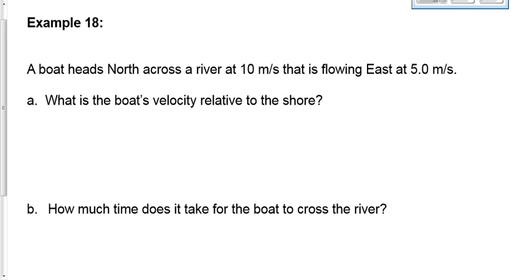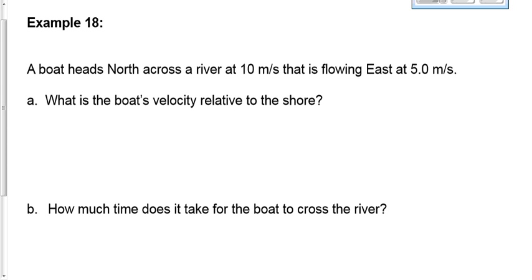One more example right now, number 18 for the unit here. This says a boat heads north across a river at 10 meters per second that's flowing east at 5 meters per second. Okay, the boat is heading across at 10 meters per second. Doesn't mean it goes north, it heads north. So that would be a solid line vector because it contributes to where I go. The river is flowing east at 5 meters per second. It contributes to where I go.